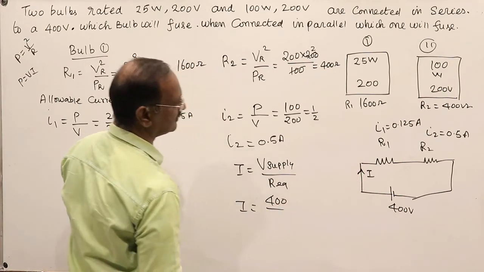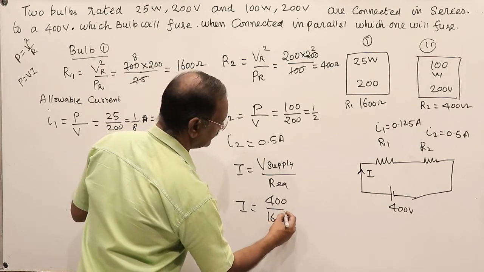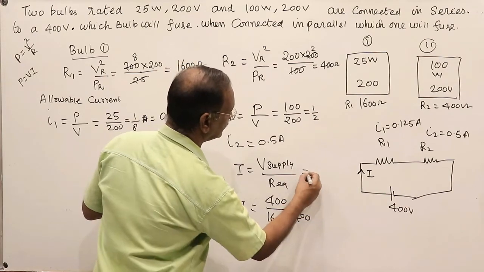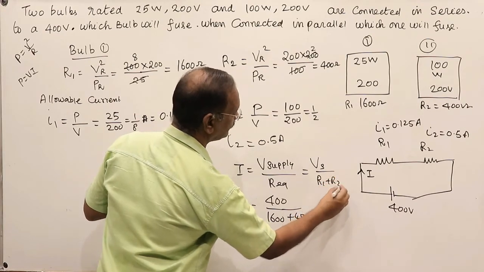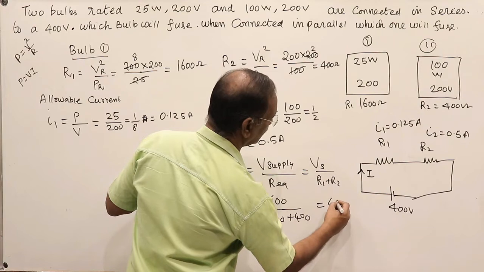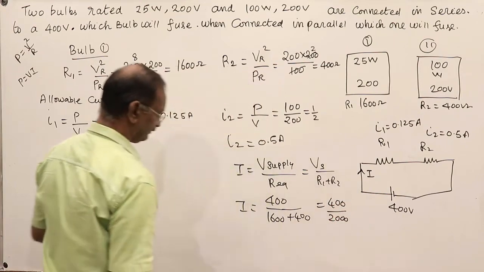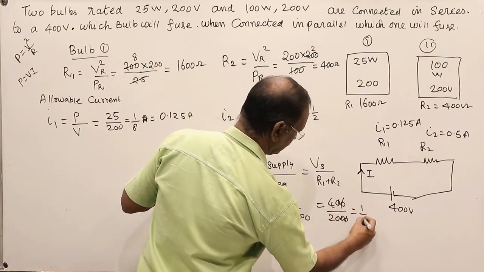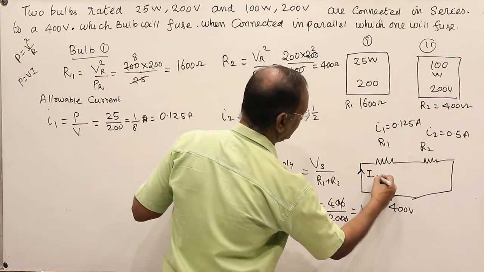Since both the resistors are in series, the first one is 1600 and the second one is 400. So I is V supply divided by R1 plus R2, which is 400 divided by 2000. Cancelling, this is equal to 1 by 5 ampere. So it means this allows 1 by 5 ampere.